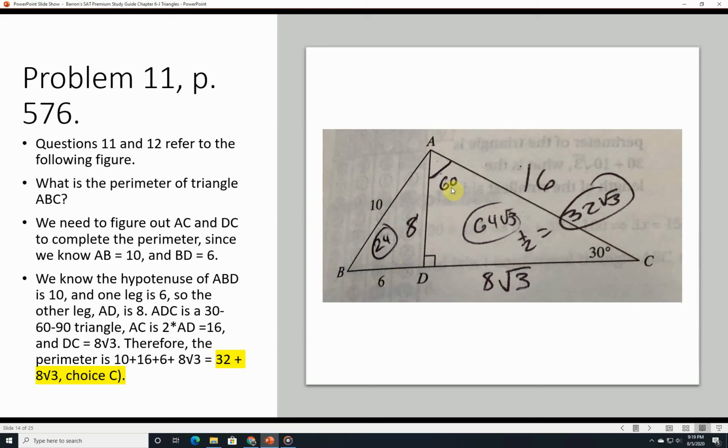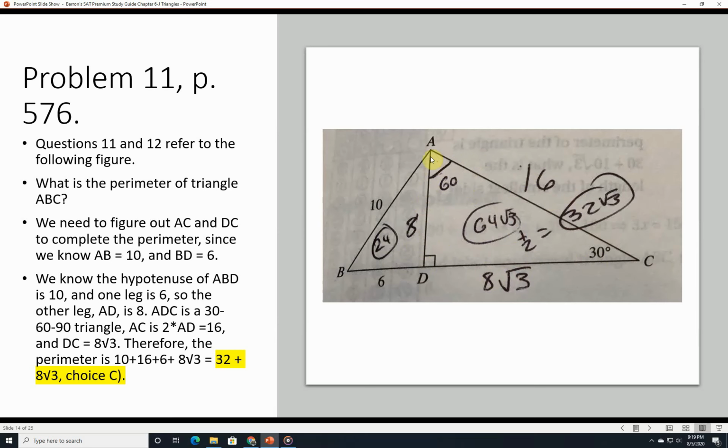So once you know that, then it's pretty easy to see, okay, if this is a 30-degree angle and this is a 90-degree angle, this has to be 60. Hey, it's 30, 60, 90. It's almost like it's a contrived SAT problem. So then you're going to say, this is 8. This has to be 2 times 8 because it's 16. And the shorter leg has to be 8 times root 3.